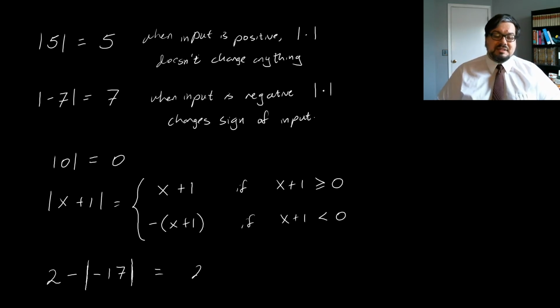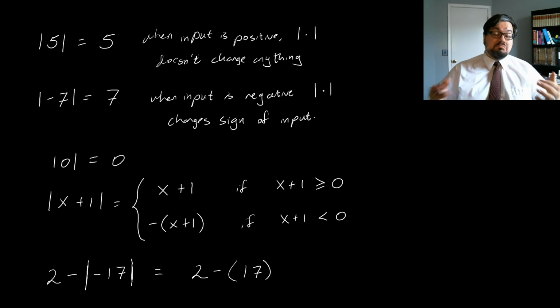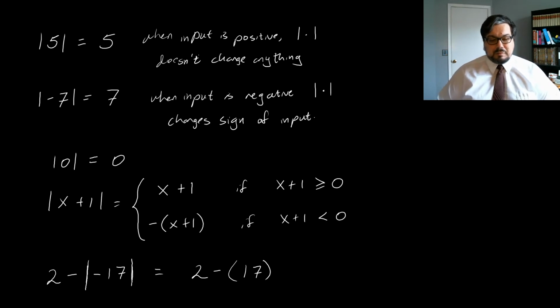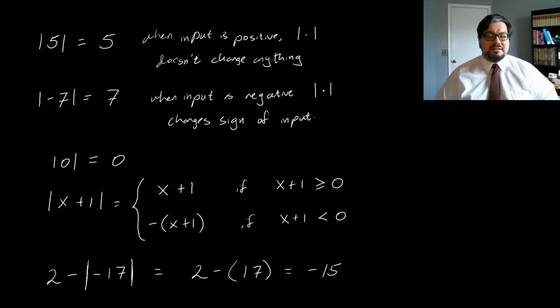So to simplify this expression, we first simplify the absolute values. Now the absolute value of -17 is 17, because -17 is negative, and so the absolute value takes the negative away and just gives back the positive 17. And now we have 2 minus 17. This is just a normal arithmetic step. So 2 minus 17 is -15, and we're done.